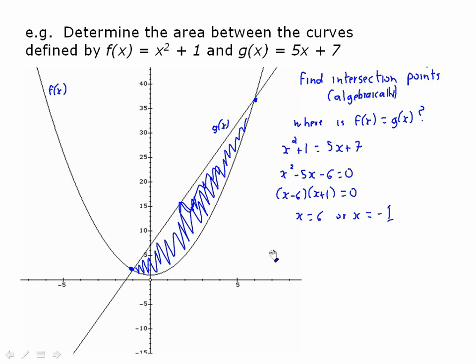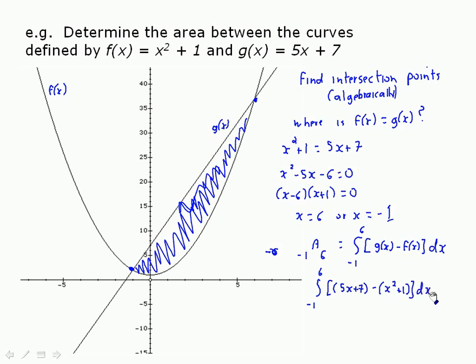So really, to get the area from negative 1 to positive 6, it would be the definite integral from those values, negative 1 to 6, and we recognize that the g function is on top. So all we do is go g of x minus f of x. And had you done the reverse, then all that would happen is you would get a negative number for it. So plugging in, this is going to be negative 1 to 6. The g function is 5x plus 7 minus the f function, x squared plus 1.